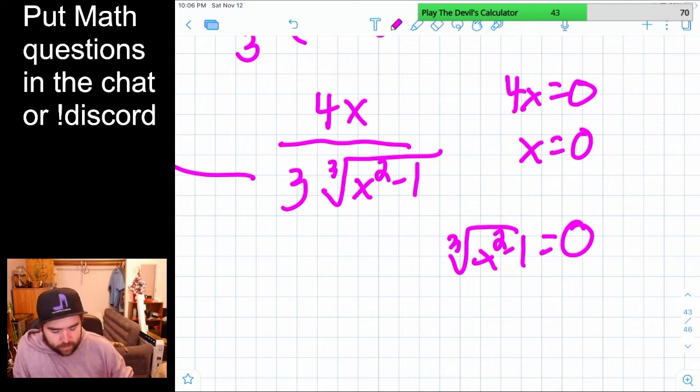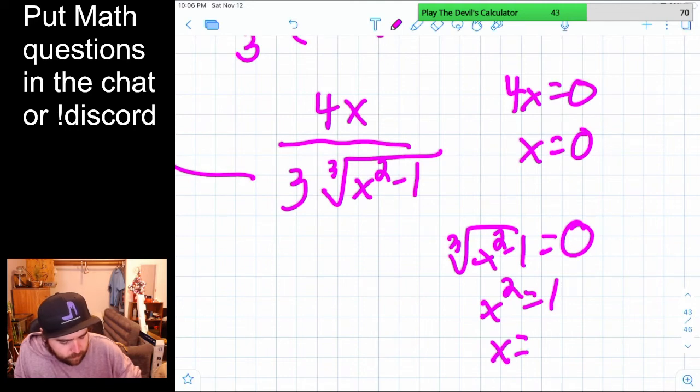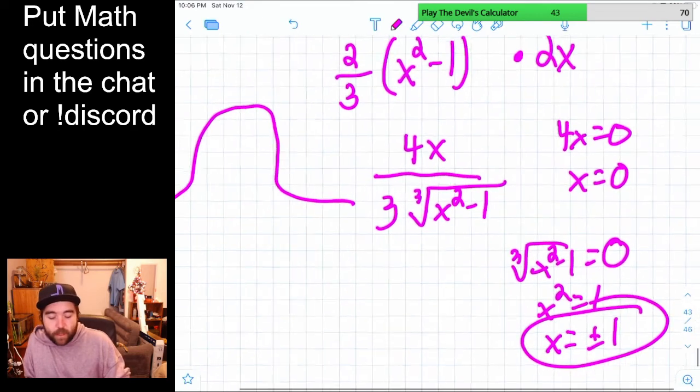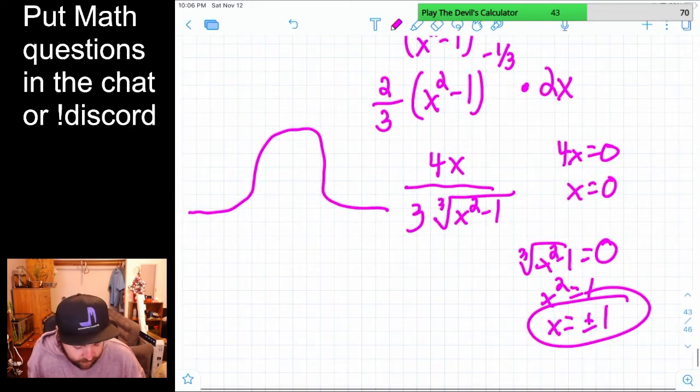And so that's pretty easy. You're just going to cube both sides and add 1. So x squared equals 1. Square root both sides. x is plus or minus 1. So that's where we have an undefined derivative. And what I imagine that'll be in this case is a vertical tangent line. So I think the graph is going to look something like that.